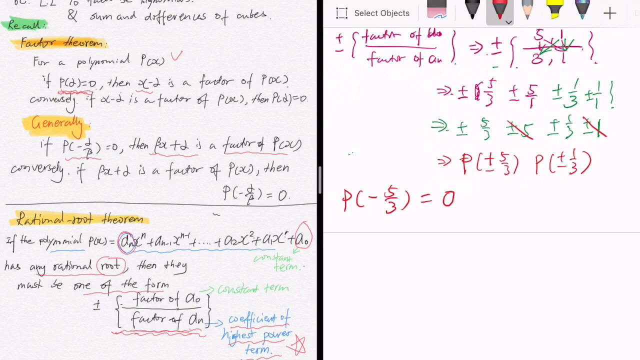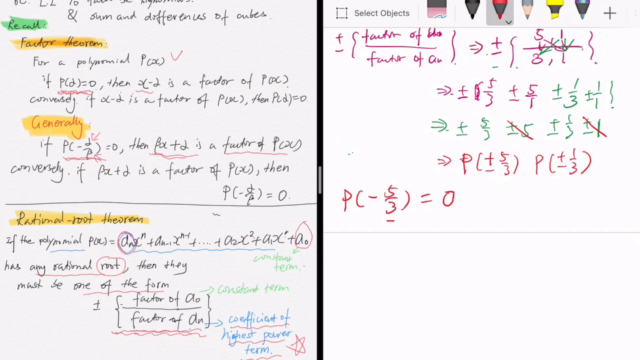Okay, now you see here, this is a fraction. Back to our factor theorem, this is the time we need to use the general factor theorem. Let's have a look on the left hand side. General factor theorem: if p of negative alpha over beta equals 0, then beta x plus alpha is a factor of p of x. In this case, it's really important for you to identify the value of alpha and the value of beta.